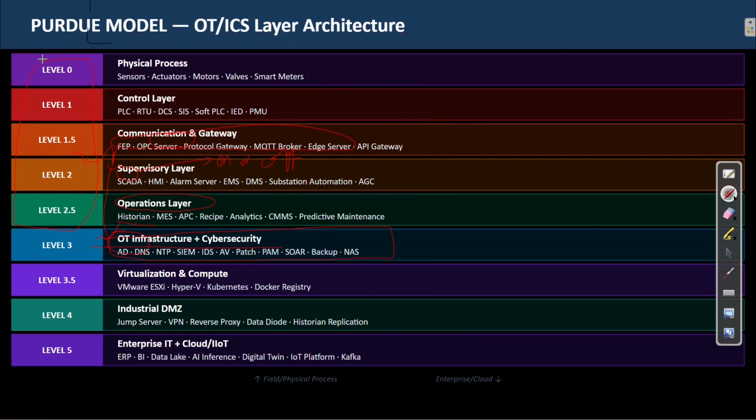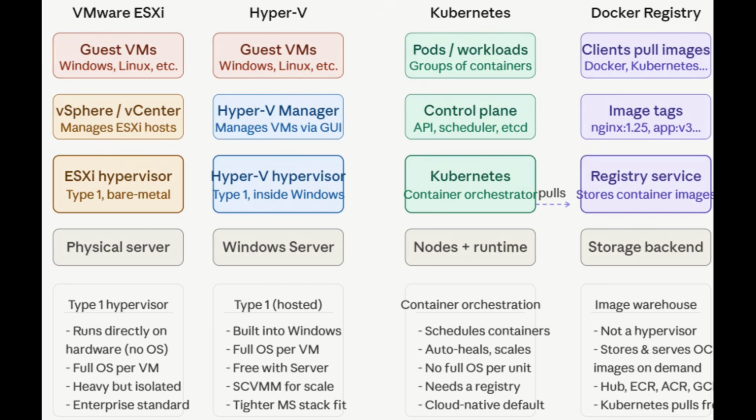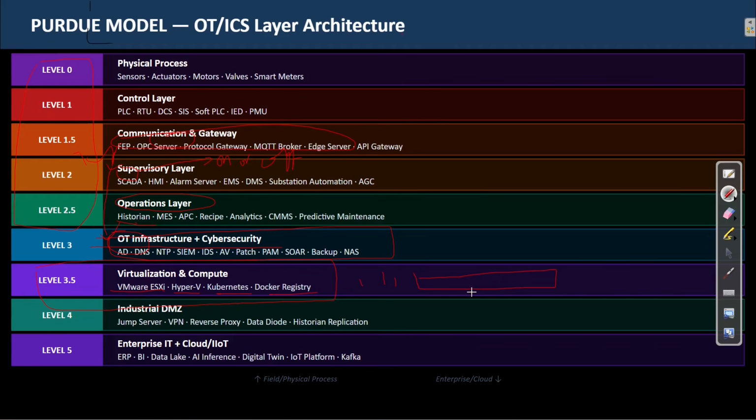Okay, now when we are talking about level 3.5, where virtualization comes into the picture, it provides the virtual infrastructure and container platforms like VMware, Hyper-V, Kubernetes, Docker registry. So multiple SCADA technologies we can use. For example, a SCADA server runs as a virtual machine on a VMware ESXi.